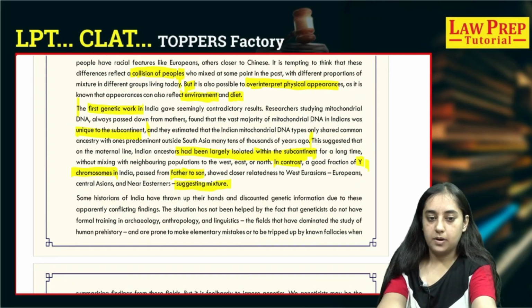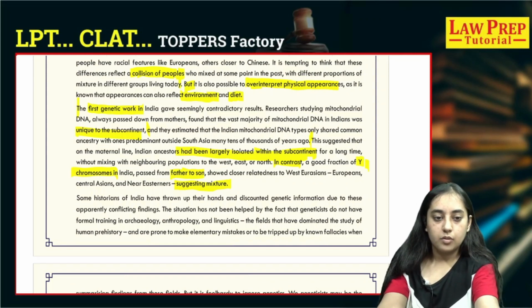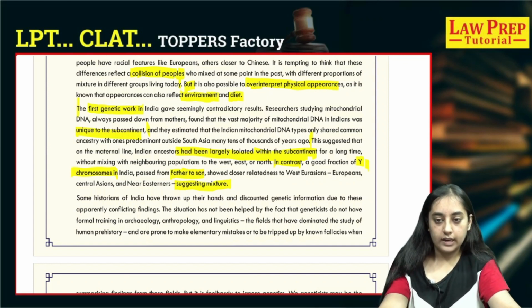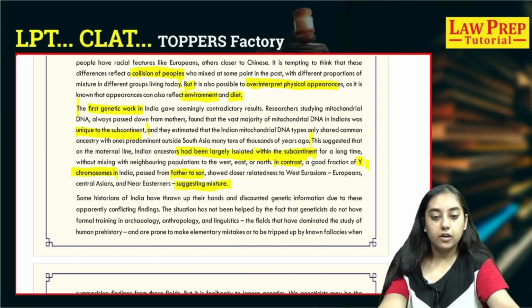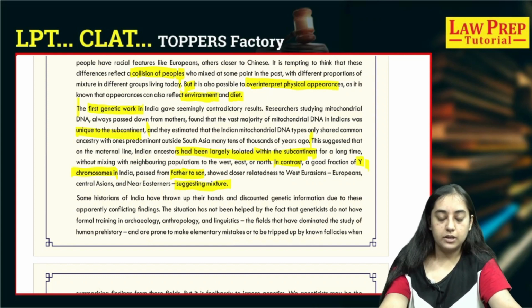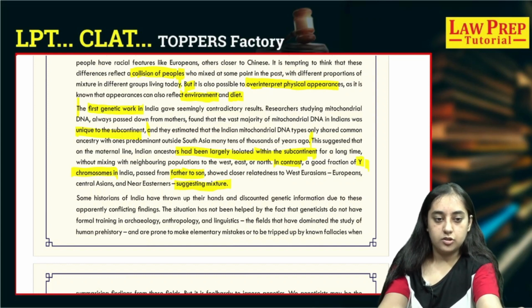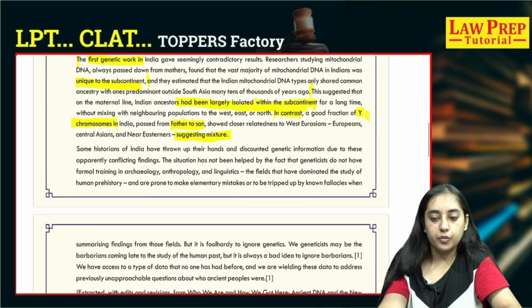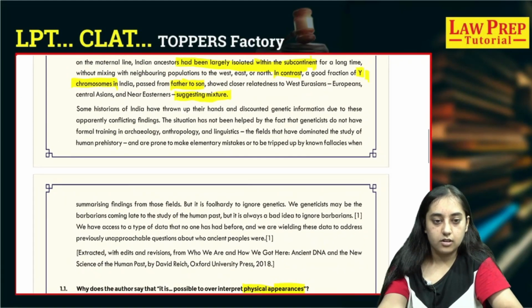And this was about the first genetic work. So what is the first genetic work talking about? It is basically saying that on maternal lines there was no mixing for a very long time, and on the paternal side there has been mixture. So that's the gist of it. Moving on to the next paragraph.